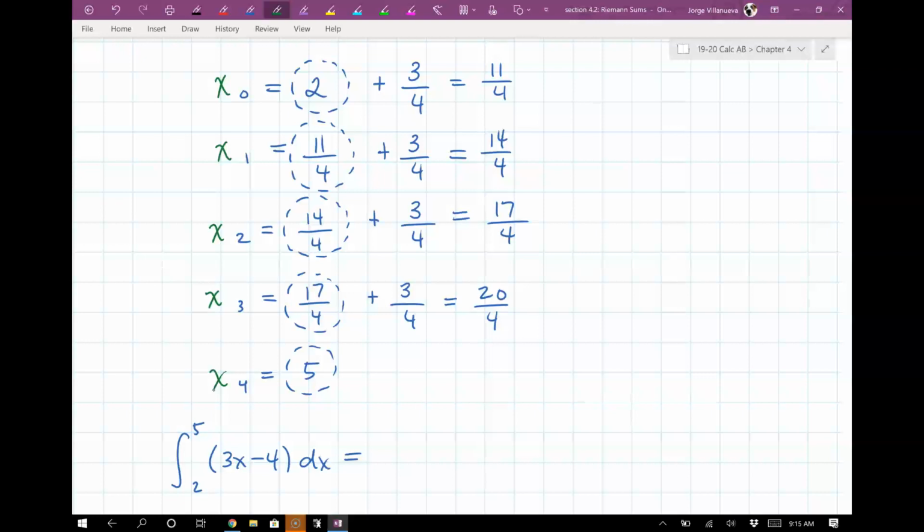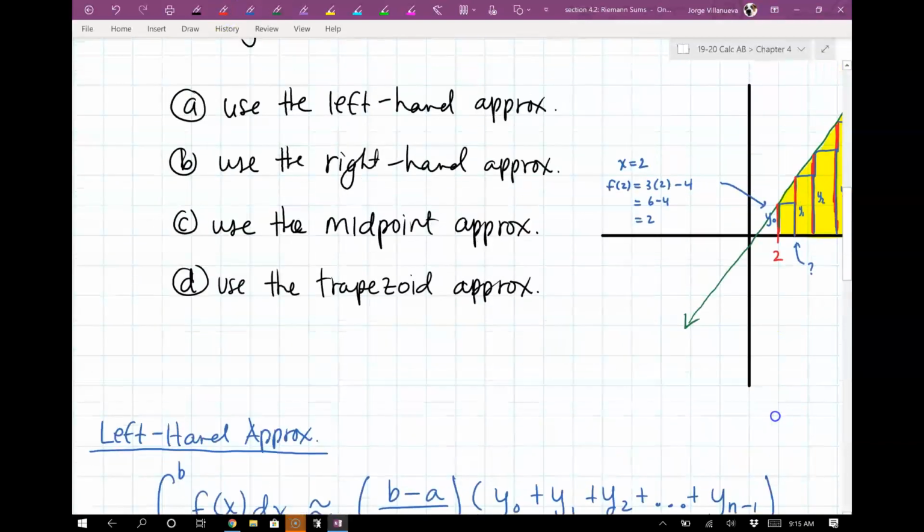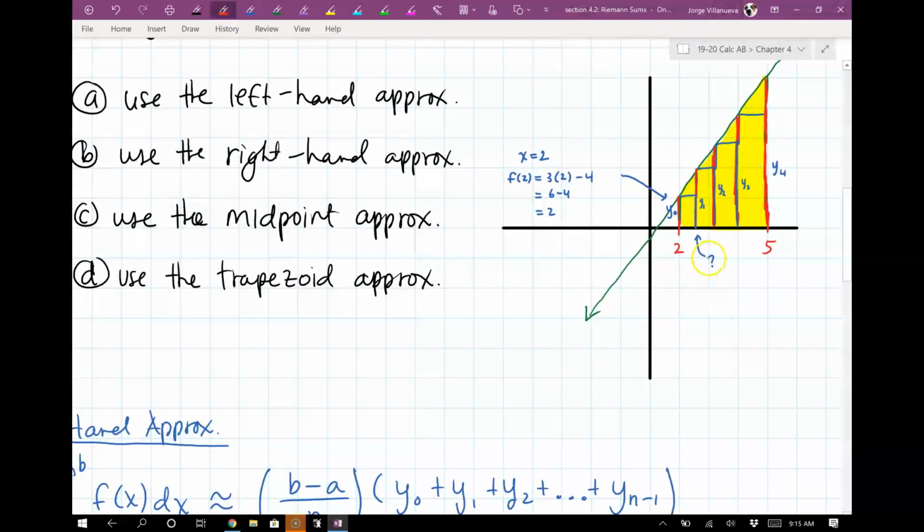Okay? So what I found, if I can draw the picture for you guys really quick, or at least kind of show you, right here at this top picture, I figured out this value here, this value there. I figured all those out. So this was 11 fourths. This was 14 fourths. This was 17 fourths. I just figured out the x values right there. But now I got to find the y values.